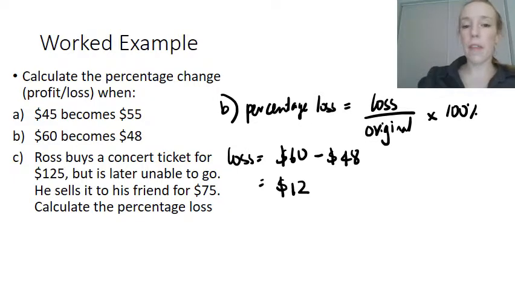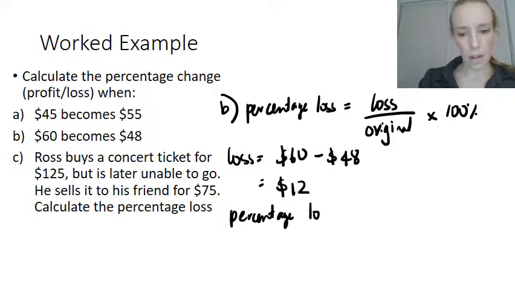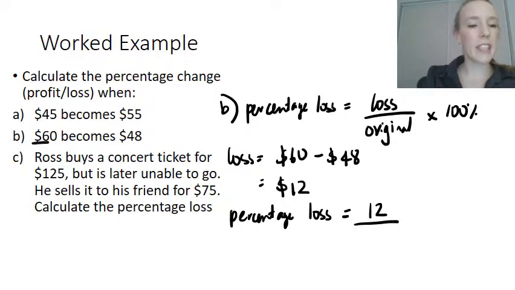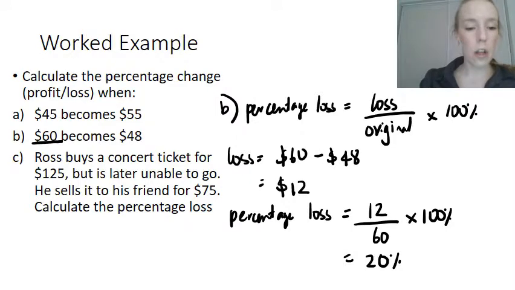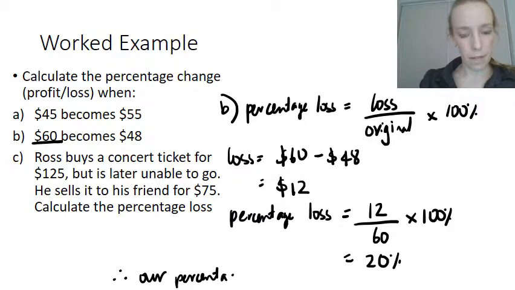Okay, so then we can put that into our formula. So our percentage loss is our loss value, which is 12 over our original. So our original was 60 because 60 is becoming 48. So it's 12 divided by 60 times 100%. Put that into your calculator. So 12 divided by 60 times 100 will give you 20%. So therefore our percentage loss is 20%. There we go.